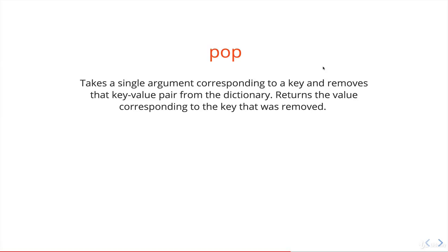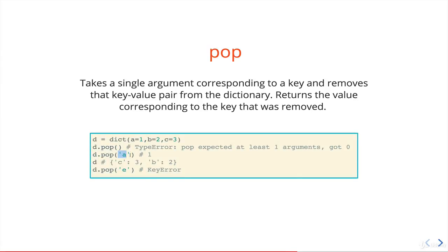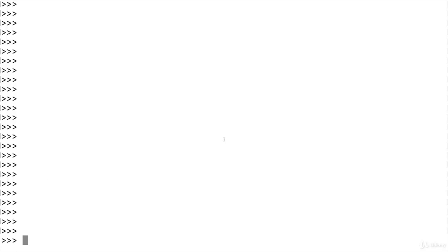So we have to provide the key like this right here, d.pop a, and d is this dictionary. It's then going to remove the key value pair where the key is a. So then we end up with C and B, and that's it. Also, if you try and pop something that doesn't exist in there, like E, it will give you an error. So here's an example.